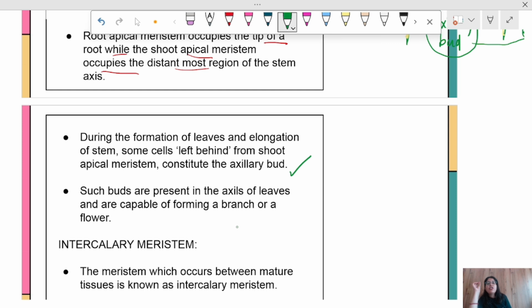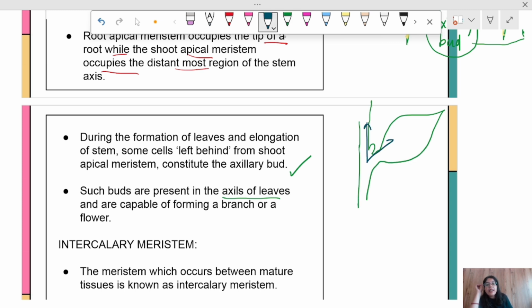So such buds which are present in the axil of leaf. I told you, right, that this area where one bud is present and this is the leaf makes one angle, axil. This angle is called axil, leaf axil, right? So any kind of bud which is present in the axil of leaf is called axillary bud. And which type of meristematic cells does this axillary bud have? Shoot apical meristem. Understood?